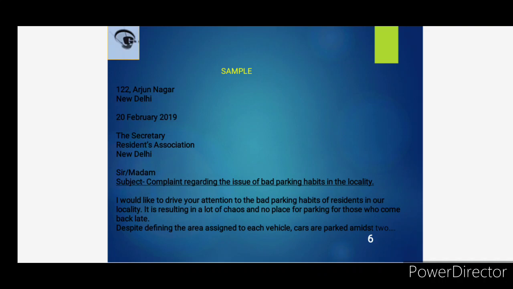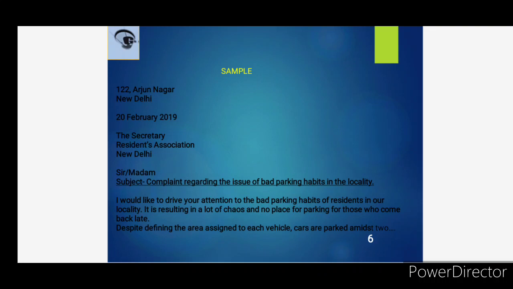Now let's have a look at this sample. It's a letter of complaint. So you all can see we begin a letter with sender's address, which is 122 Arjun Nagar, New Delhi. So you all can see that we haven't put any punctuation mark after Arjun Nagar. I mean no comma and even no full stop after writing New Delhi.